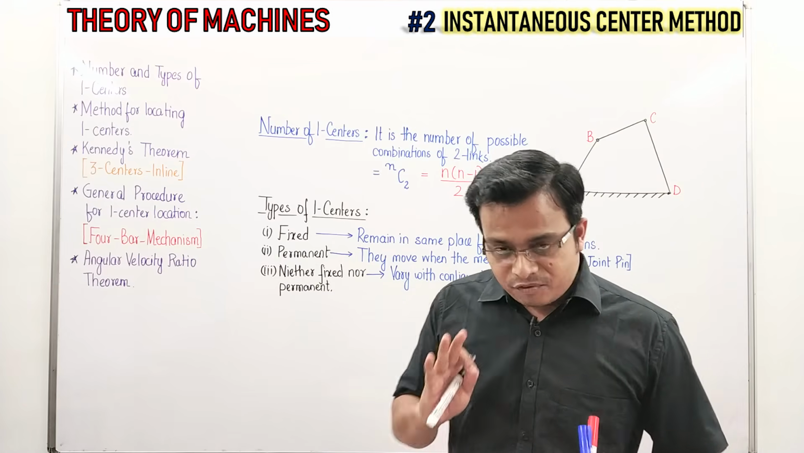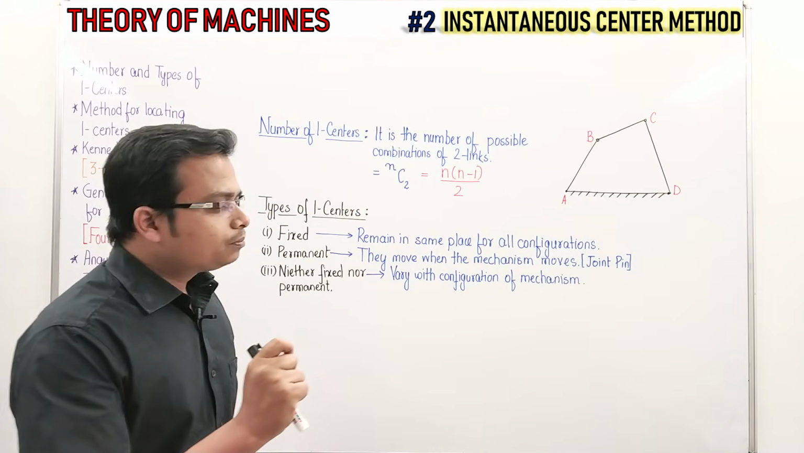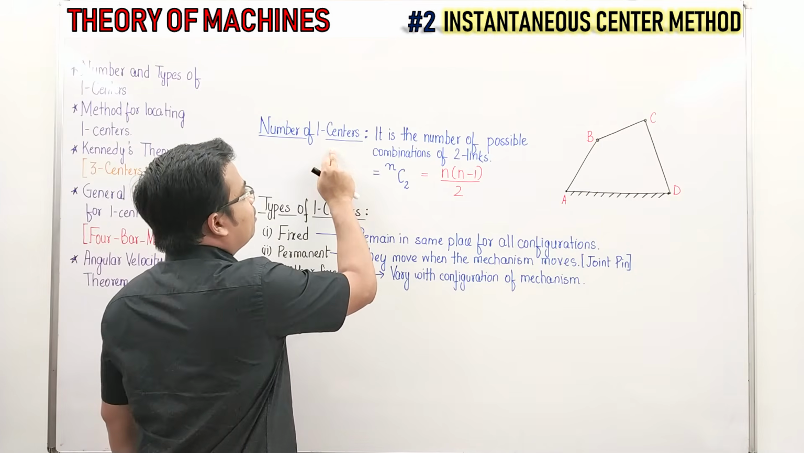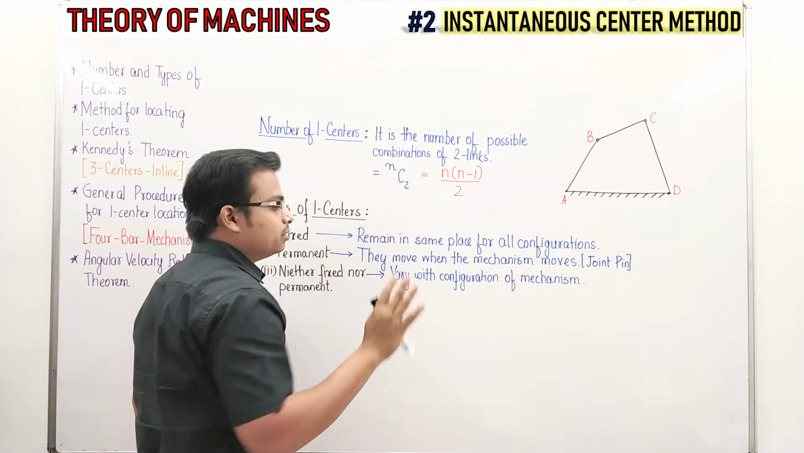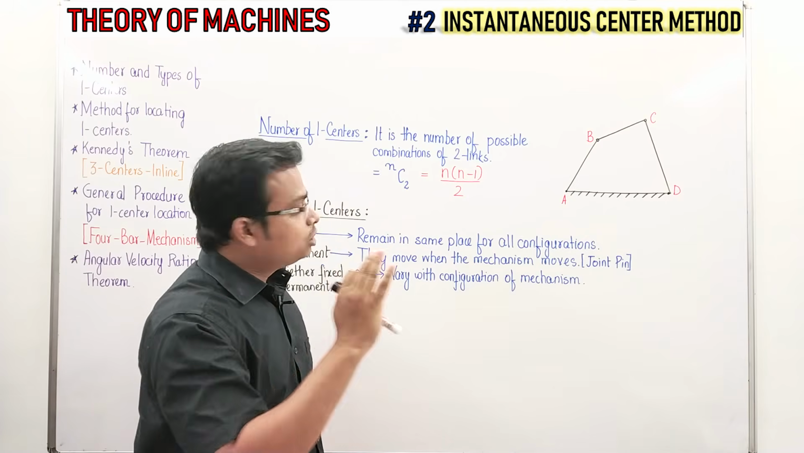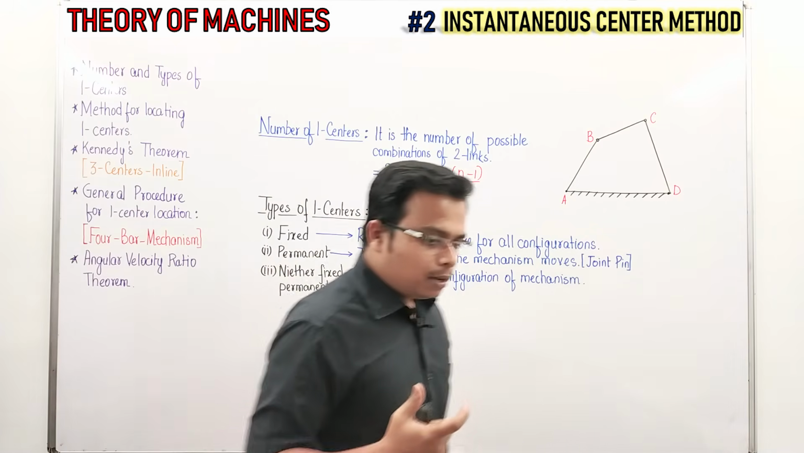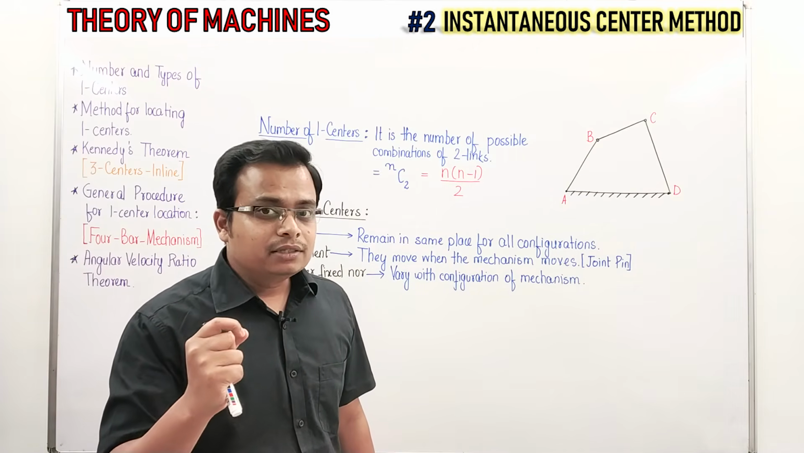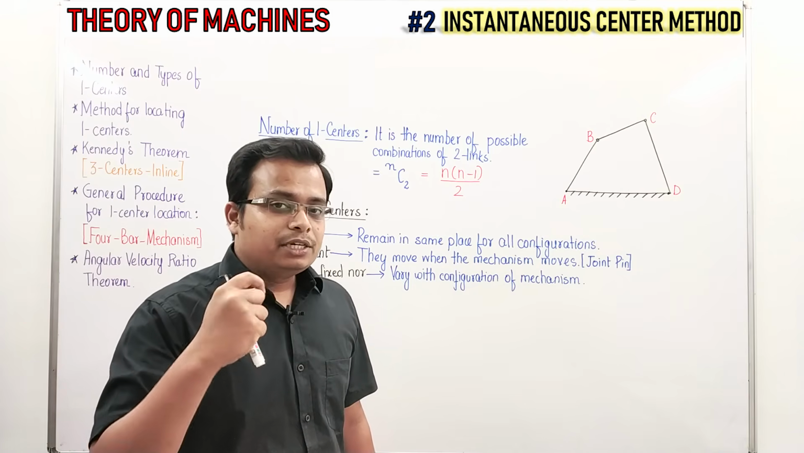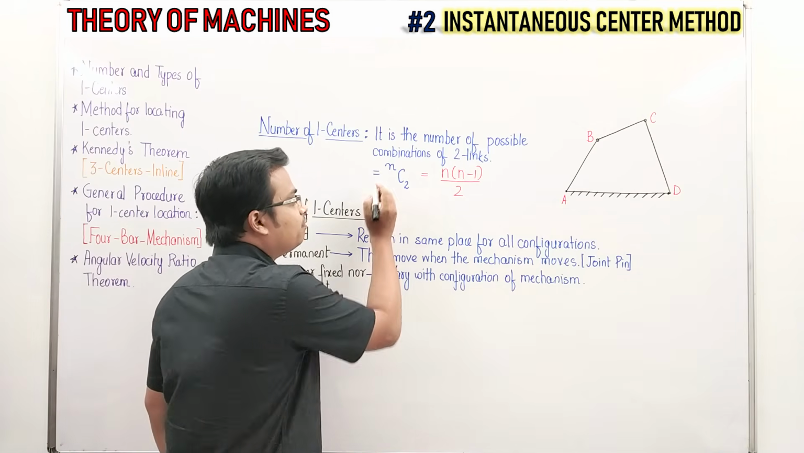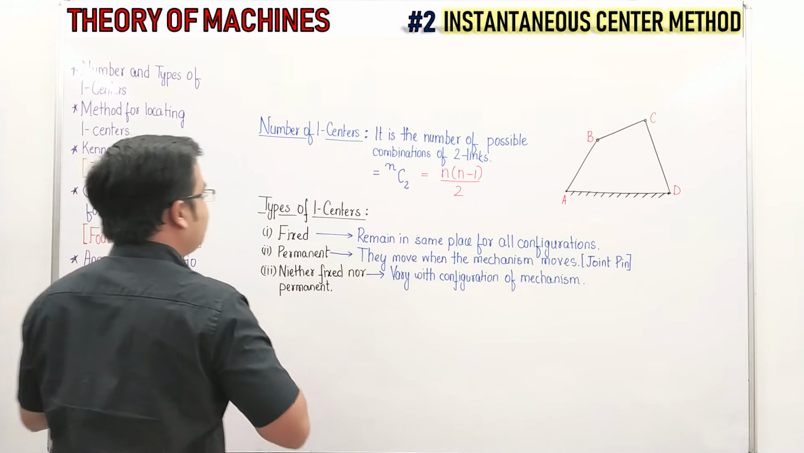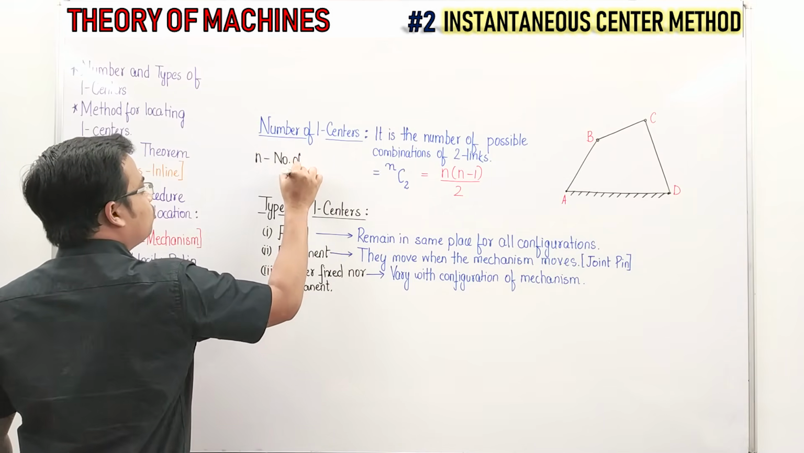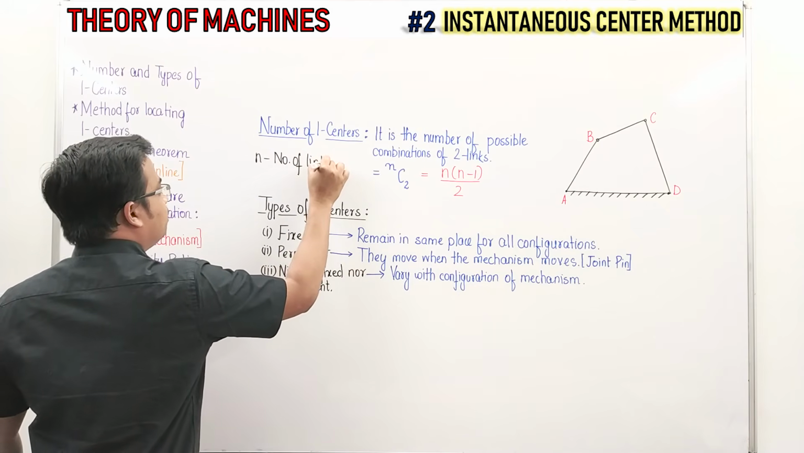So let's kick off first of all by understanding how we can actually work out the number of instantaneous centers. Just try to read this: the number of instantaneous centers is the number of possible combinations of two links. You can also perceive this in a different manner. You can say that the number of instantaneous centers is the number of different combinations of n links taken two at a time. Here n means the number of links.